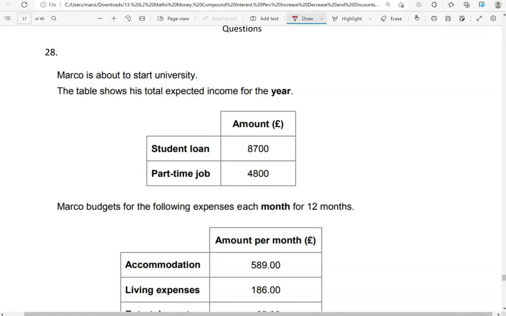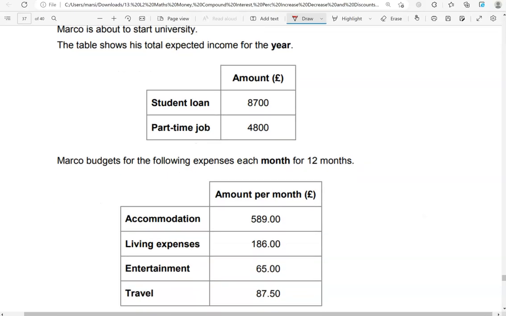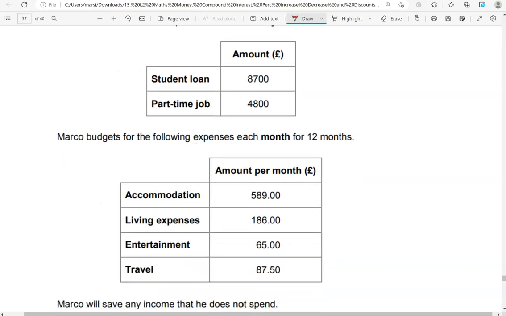Marco is about to start university. The table shows his total expected income for the year: student loan, £8,700, and part-time job, £4,800. Marco budgets for the following expenses each month for 12 months.